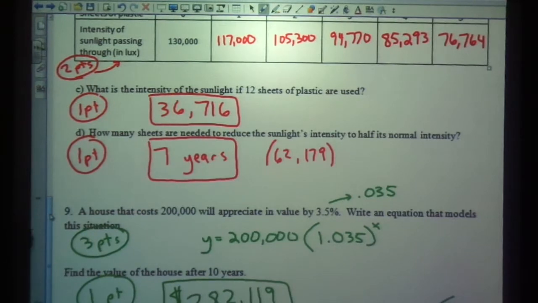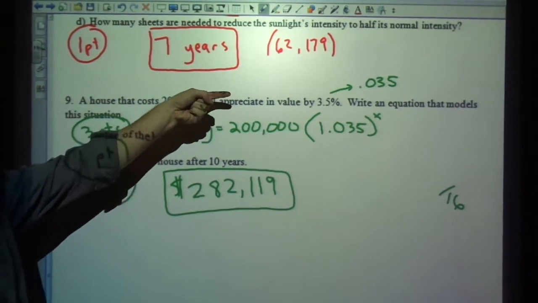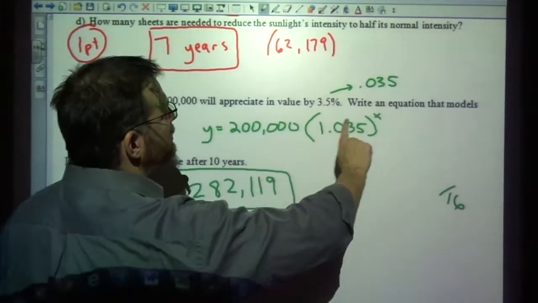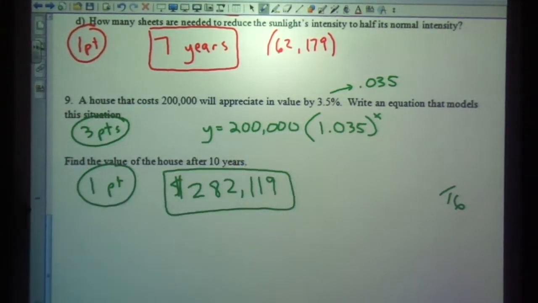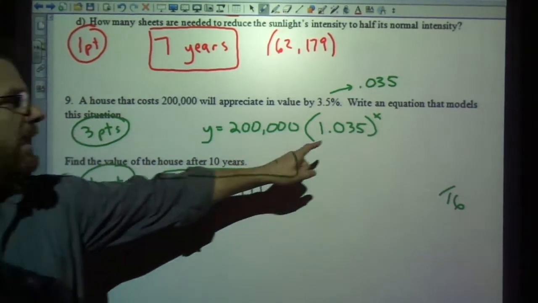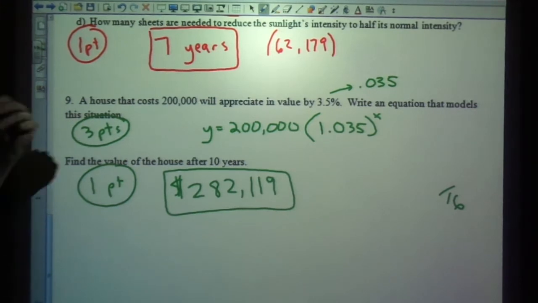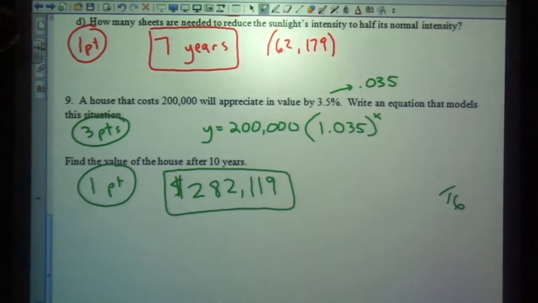A house costs $200,000. It will appreciate. Appreciate means go up. Depreciate means go down. We change this to a decimal. We put that in, add it to 1. So here's our equation. That's worth 3 points. We plug in the 10 for x, and we find we get 282,119. 3 points, 1 point. Total on the page is 16 points. Give them a score.